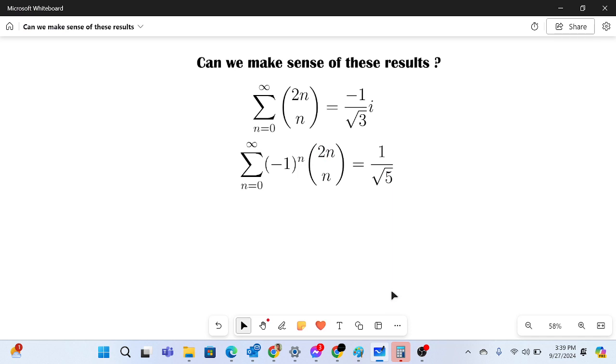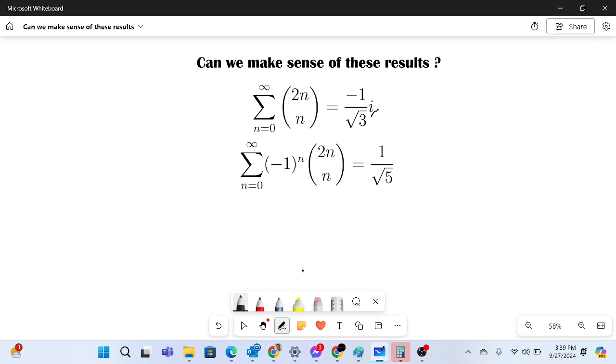Can we make sense of these results? So I basically have two results on the whiteboard: the sum from n equals 0 to infinity of binomial(-1/2... choose n) equals minus 1 by root 3 times i. Notice that there's this thing called i, which is so absurd. And another result is the sum from n equals 0 to infinity of the alternating series, 2n choose n, is 1 by root 5.